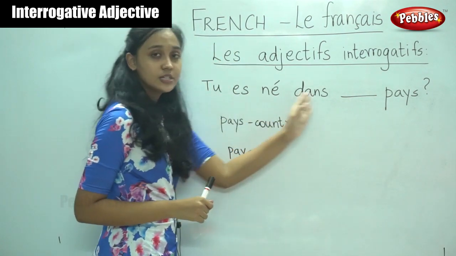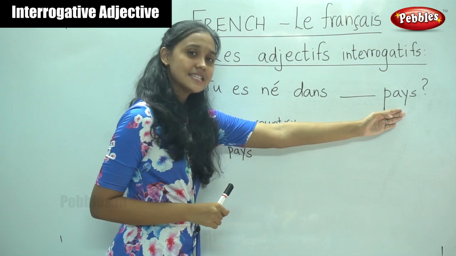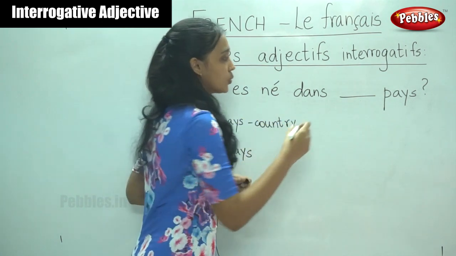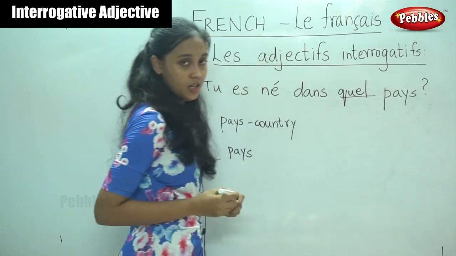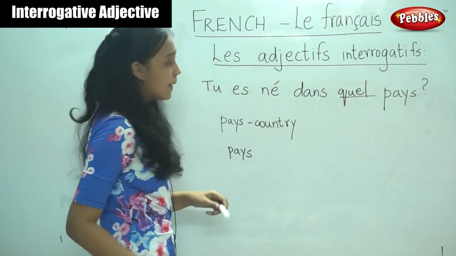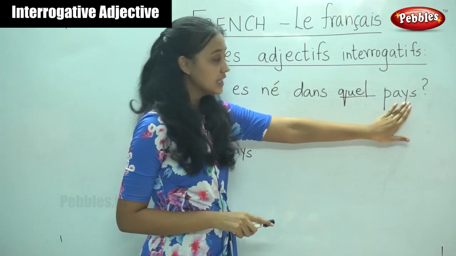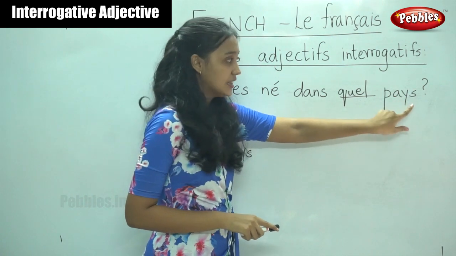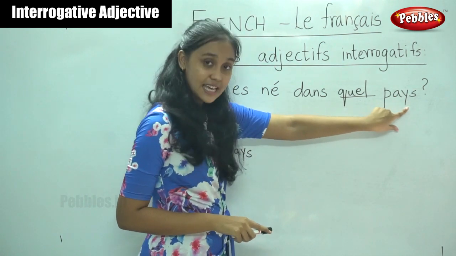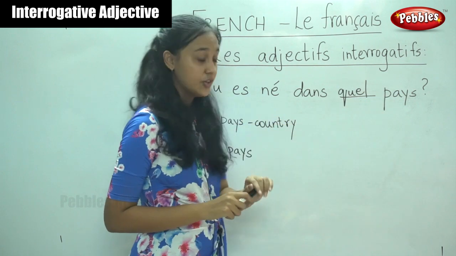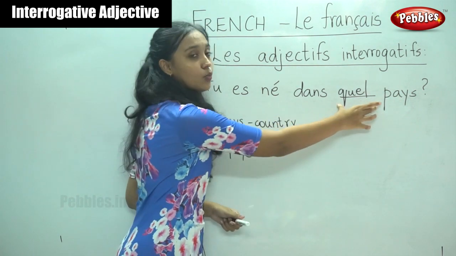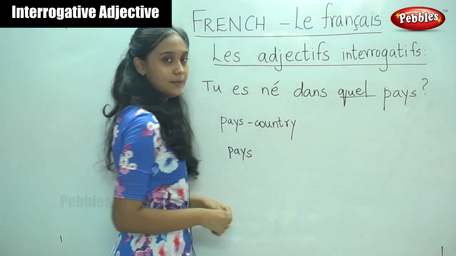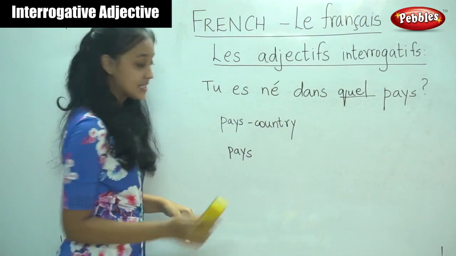So, according to the sentence, this is in the singular form. So, what word would you use? Quel. Why do we use that word? Because it is in the masculine singular form. This word in particular is the same in the singular and in the plural form. Therefore, we need to understand the sentence and understand what needs to be filled in the blank. Shall we see one more sentence?